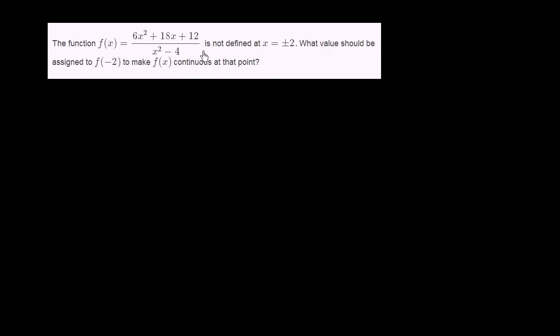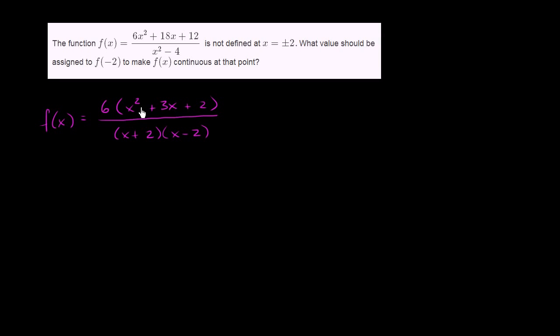So they ask, what value should be assigned to f of negative 2 to make f of x continuous at that point? To think about that, let's try to actually simplify f of x. I'll start simplifying right from the get-go. In the numerator, I can factor out a 6 out of every one of those terms. So it's 6 times (x squared plus 3x plus 2) over, and the denominator is a difference of squares. This is (x plus 2) times (x minus 2).